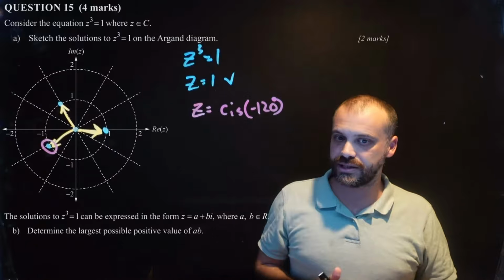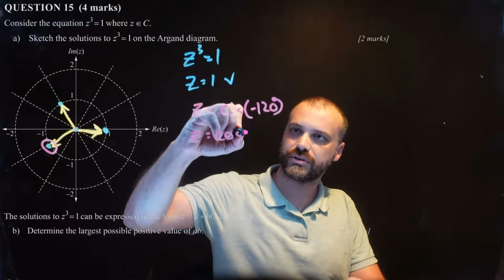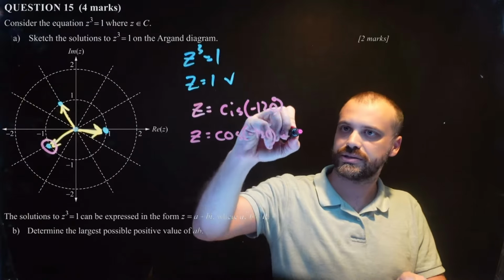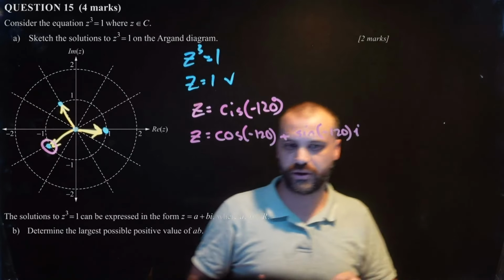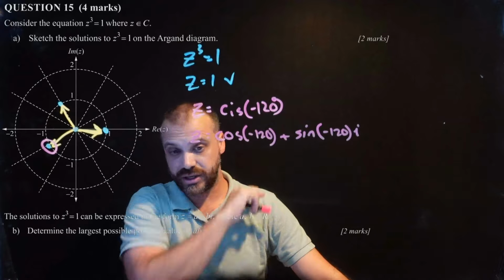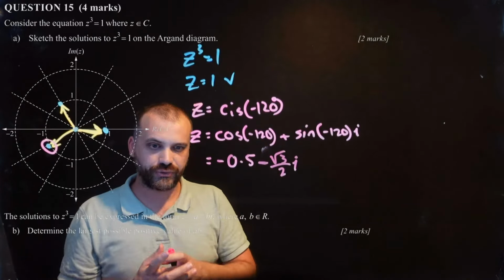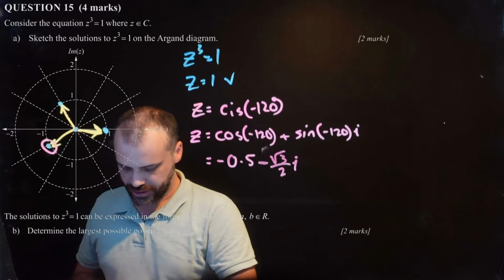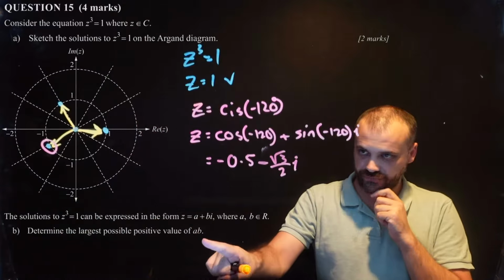Now, writing this in component form, it's z equals cos negative 120 plus sine negative 120 i. You should know the exact values of cos negative 120 and sine negative 120, so I won't draw standard triangles and things for you. You should know how to do that. And the question is: determine the largest possible positive value of ab.